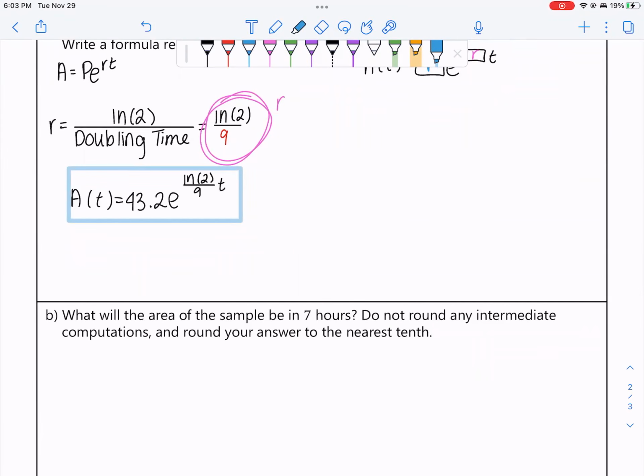What will the area of the sample be in 7 hours? Do not round any intermediate computations. Round your answer to the nearest tenth. What is it going to be when time is 7? Well, we have a formula. Take out the t, replace it with a 7, and plug it into your calculator.